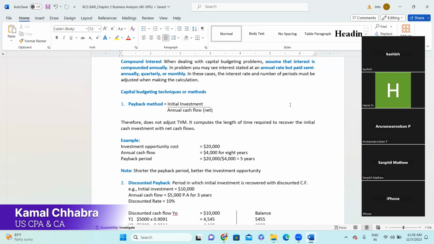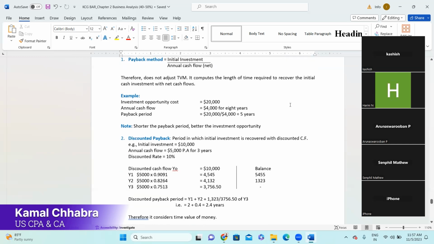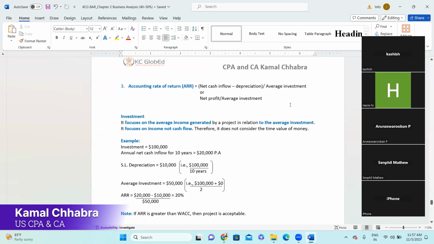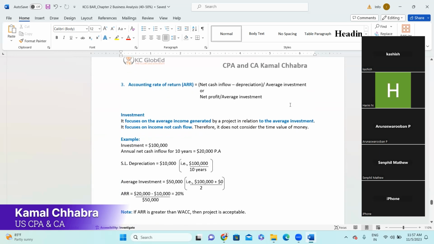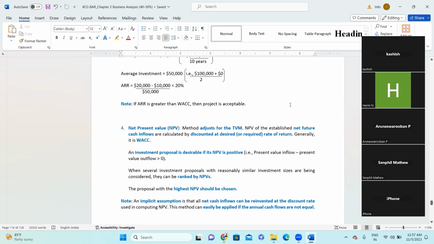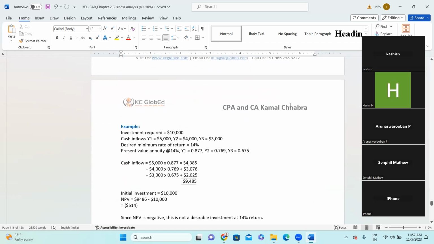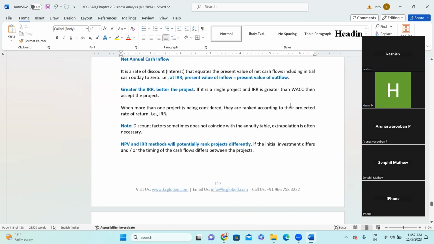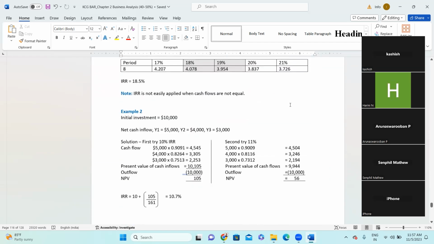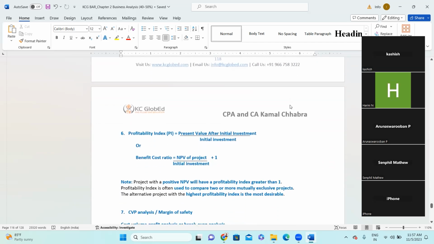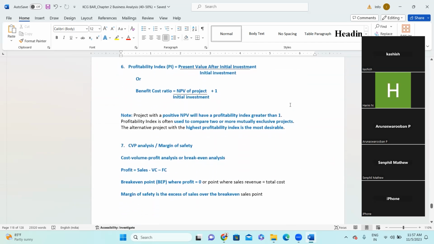So for capital budgeting, there are a couple of methods and techniques which are being used. First one is payback method. Second is discounted payback method. Third is ARR, which is accounting rate of return. Fourth one is net present value. Fifth one is internal rate of return. And sixth one is profitability index. Seventh is cost variable price index.